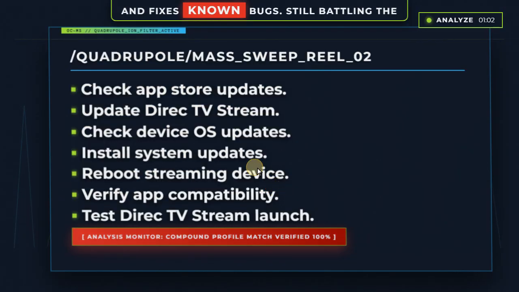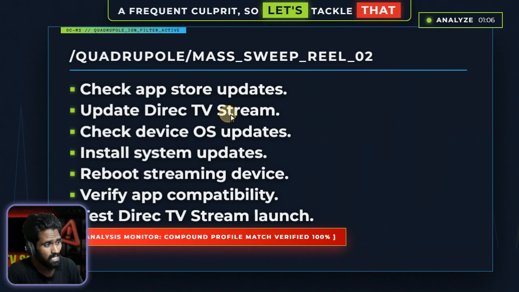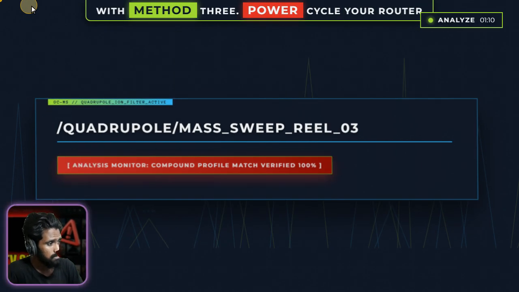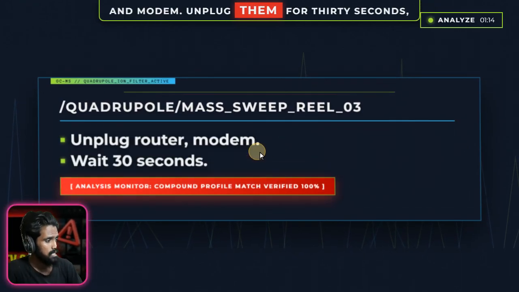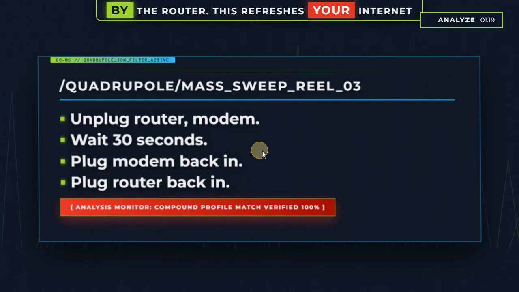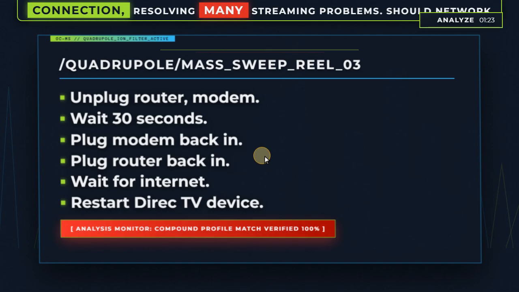Still battling the DirecTV Stream app crash? Network connectivity is a frequent culprit, so let's tackle that with method 3. Power cycle your router and modem. Unplug them for 30 seconds, then plug the modem back in, followed by the router. This refreshes your internet connection, resolving many streaming problems.